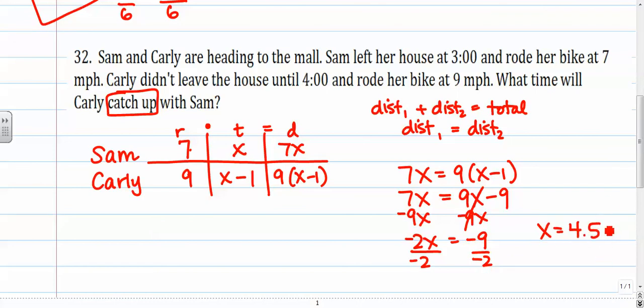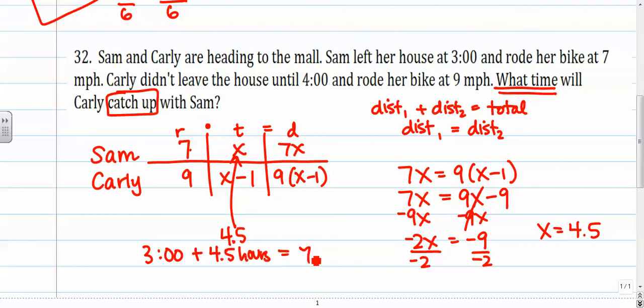Now be careful because make sure you've answered the question. The question doesn't say how long will it take. It says what time will Carly catch up with Sam. So 4.5 is not an answer. If Sam left her house at 3 o'clock and it takes her x hours, we now know that x equals 4.5. So 3 o'clock plus 4.5 hours means that they're going to be in the same place, ooh, ugly 7, at 7:30. Hopefully p.m. because I hope they're not riding their bikes around New York City at 3 and 4 o'clock in the morning. But anyway, make sure you read the question and answer what the question is actually asking you to do for those. Hope that helps.